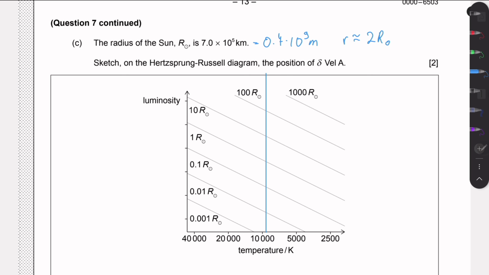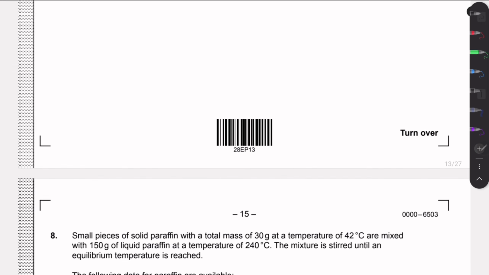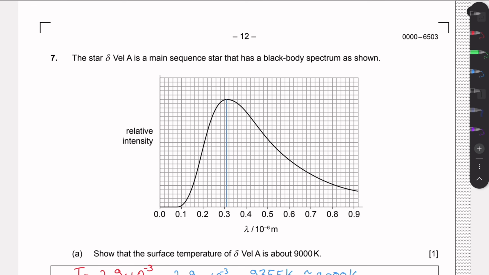It's times 2, so it's somewhere a little bit above this 1R line, as this corresponds to 1 times the radius, and this is 10 times the radius, so somewhere in between. So we can draw it somewhere over here. And this is how you solve question 7 in this paper. I hope I was able to help, and see you in the next video.